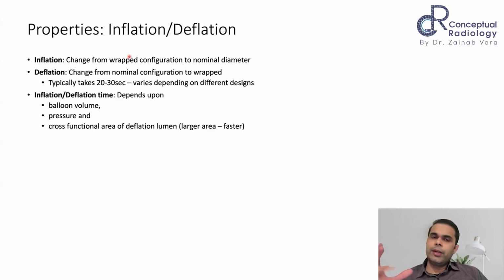What does the volume depend on? One is the diameter of the balloon and the length of the balloon. So the bigger the balloon volume, the longer will be the inflation deflation times. The greater the pressure that you place, the greater will be the time it takes to deflate from that pressure. And the cross sectional functional area. So the bigger the area, the faster it will inflate or deflate, because it's sucking out from the back end. So the bigger the area, the entire force of the suction will go into the balloon.